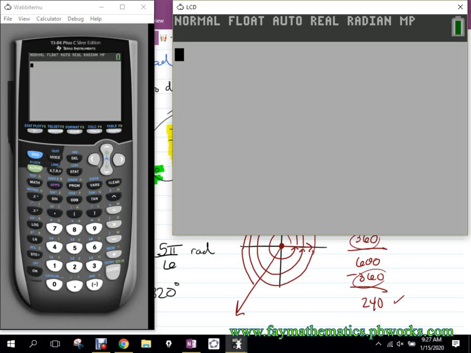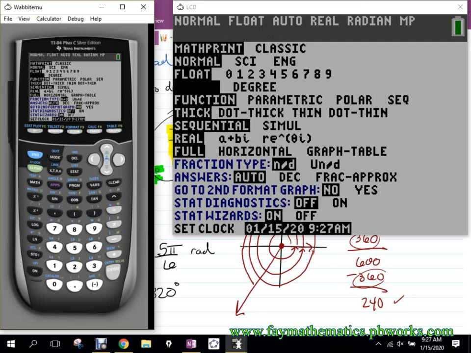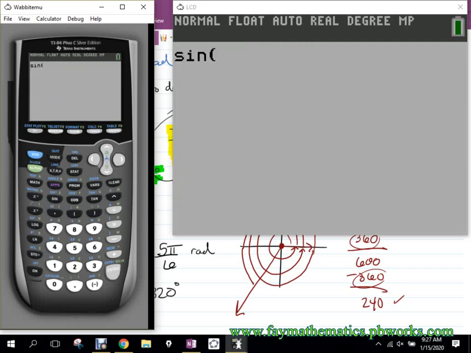But what we can find out is, if I ask the calculator to take sine of 1320, I'm going to make sure I'm in the right mode. Go to degrees. Why do I have to go in degrees? Because we're dealing with degrees. Because that's the unit I have. So I got 1320, I type that in.